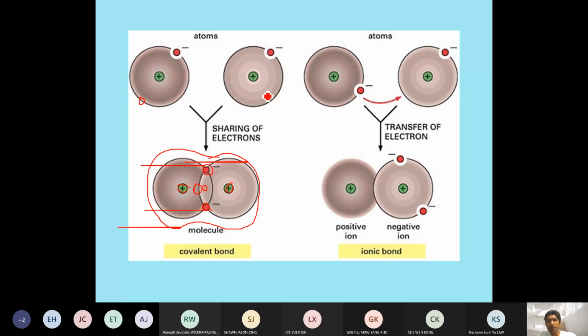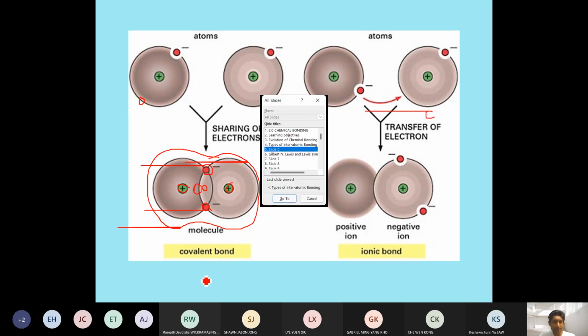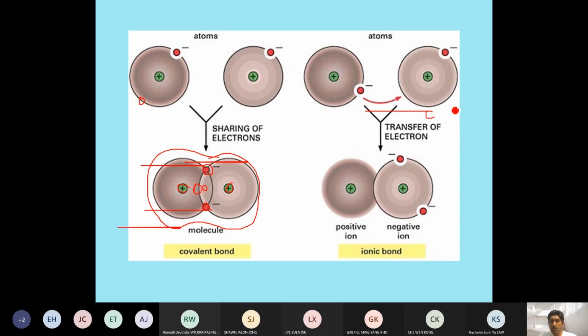Ionic bonding, however, is a different way. Why is it happening this way? Okay, let's say this is chlorine, and this is sodium.